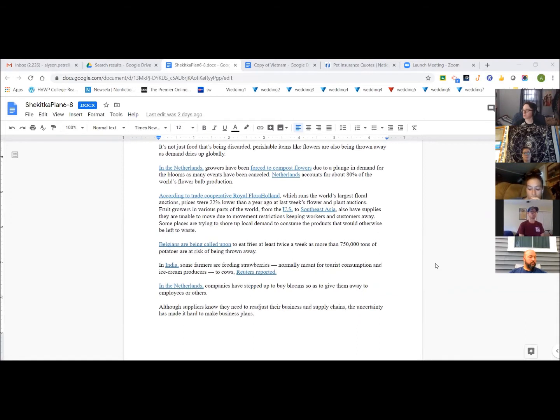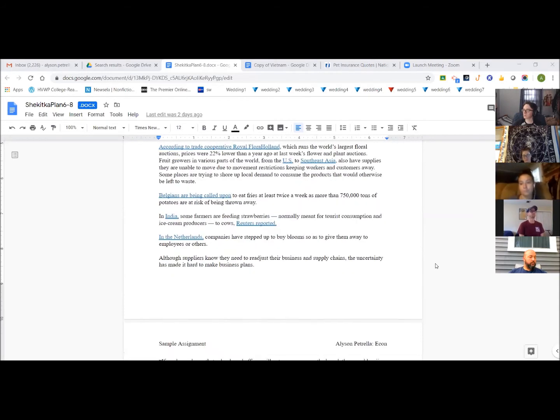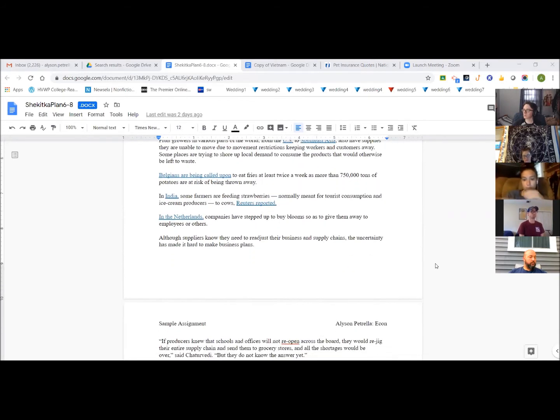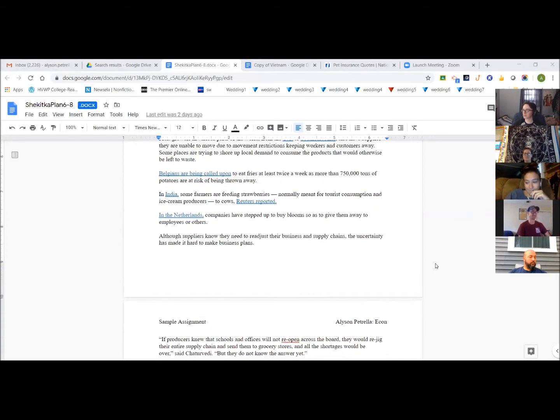Fruit growers in various parts of the world from the US to Southeast Asia also have supplies that they are unable to move due to movement restrictions, keeping workers and customers away. Some places are trying to shore up local demand to consume the products that would otherwise be left to waste. Belgians are being called upon to eat fries at least twice a week, as more than 750,000 tons of potatoes are at risk of being thrown away. I will help them gladly. That sounds like a great problem to have, but hopefully Belgians like fries, I don't know.